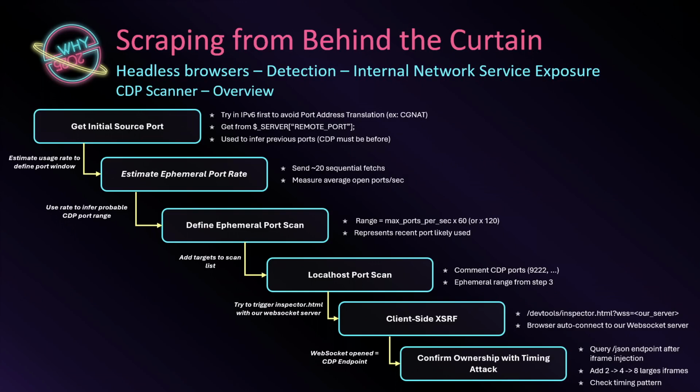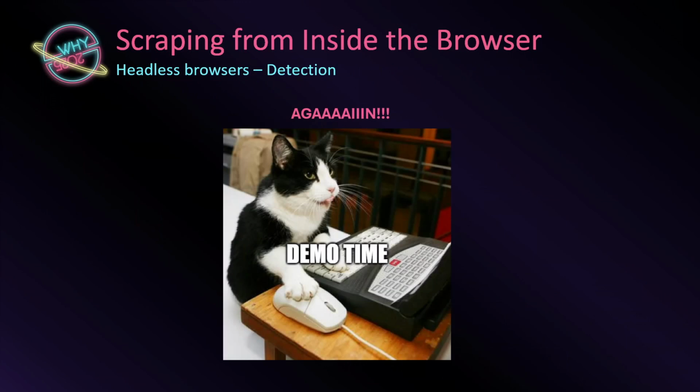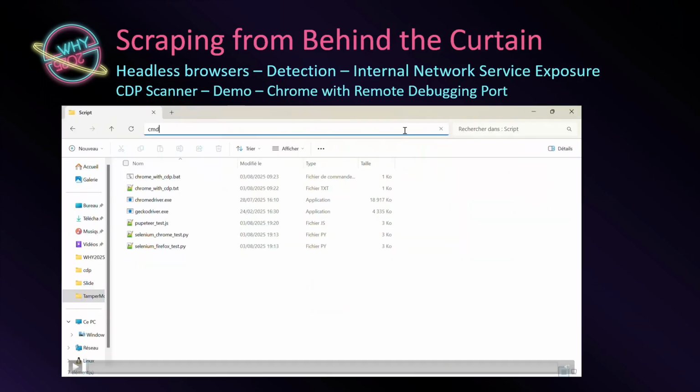Why? Because we assume that if someone is visiting our website with a browser controlled via CDP services on an ephemeral port, this port will necessarily be before the source port reached from the web page. We start by estimating, and we also add some fixed port list. For example, the most used port number for CDP is 9222, because this is the default port specified in the Google documentation.